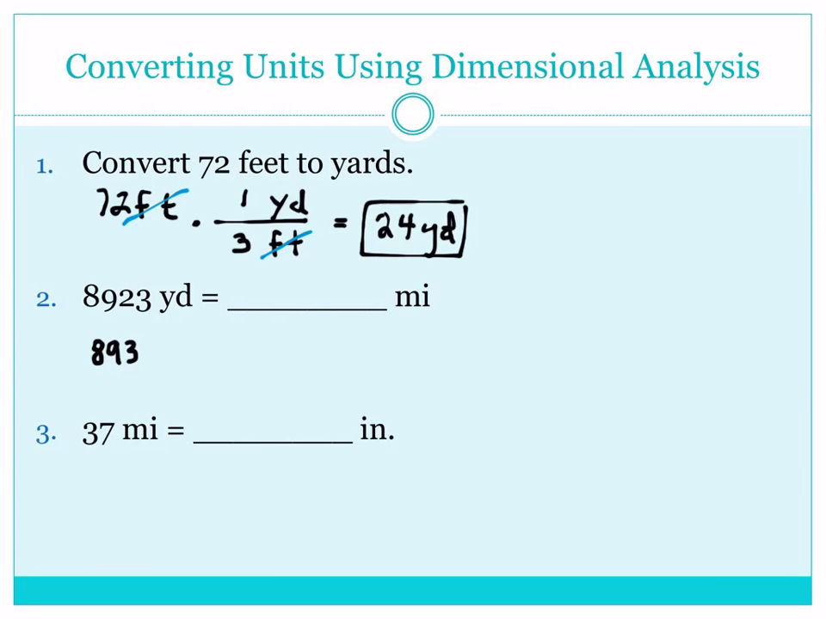So 8923, whoops, not 30, 23 yards. And the measurement that I know is that 1 yard, which I'll put on bottom, right, yards on bottom, is equal to 3 feet. That's the conversion I know. And the other thing that I know is the conversion between feet and miles. So feet here and miles here. And the conversion is that 1 mile is 5280 feet.